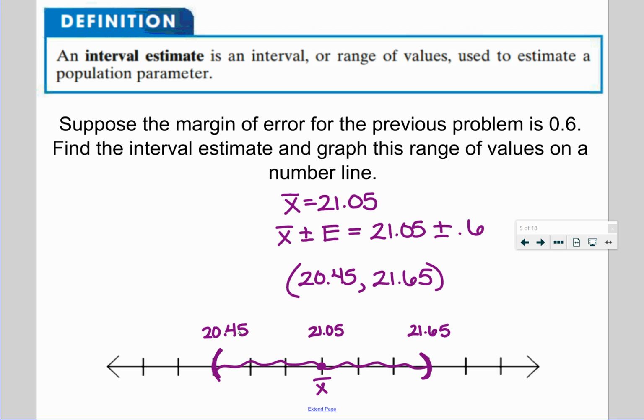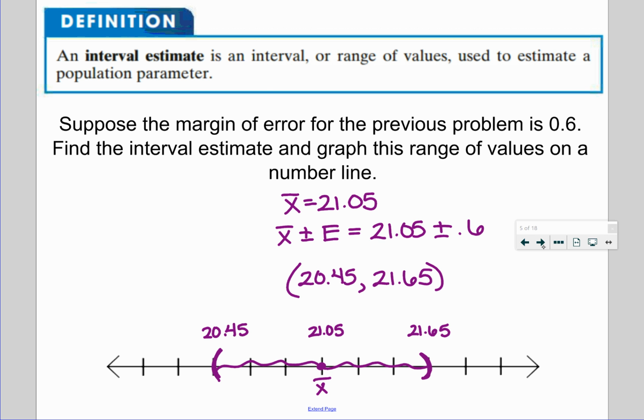So this tells us we can approximate the mean of the population now, saying it's somewhere in this interval of numbers. Okay. Any questions there? Giving an interval estimate.